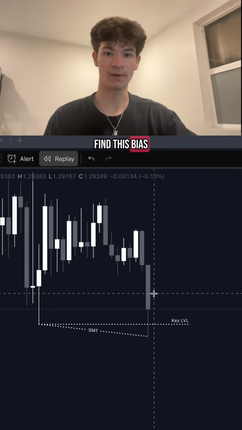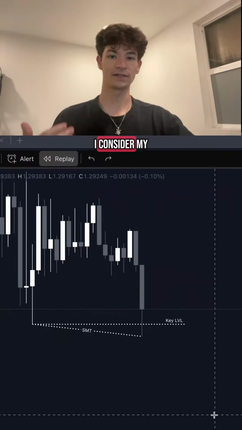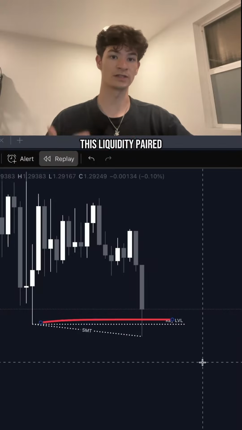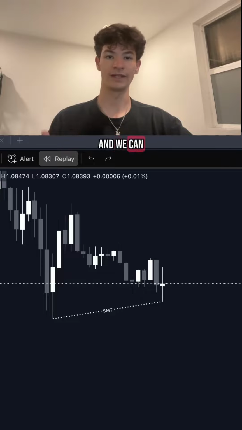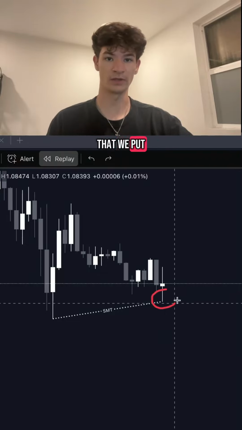And you can find this bias by identifying a manipulation in the market using your key level and SMT. I consider my key levels to be high time frame fair value gaps or high time frame highs and lows that we sweep out and use as liquidity paired with this SMT. And we can identify this SMT by looking at the correlating asset pair, which is the euro, and seeing that we put in a higher high.